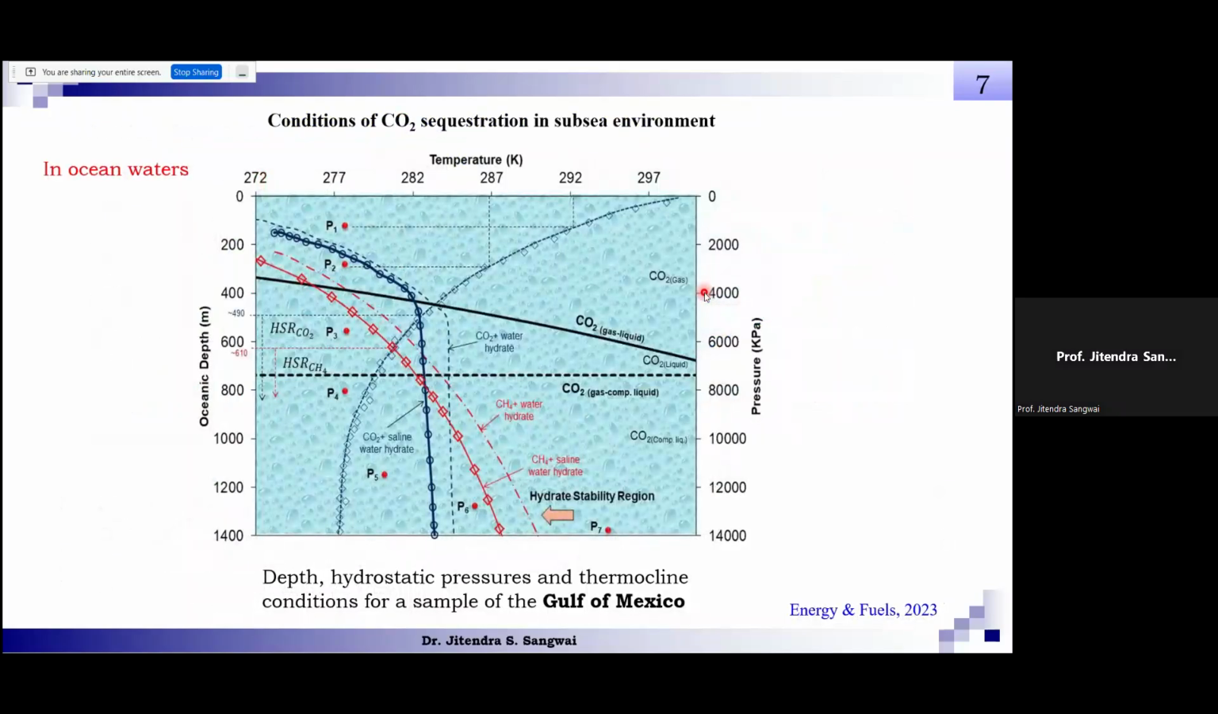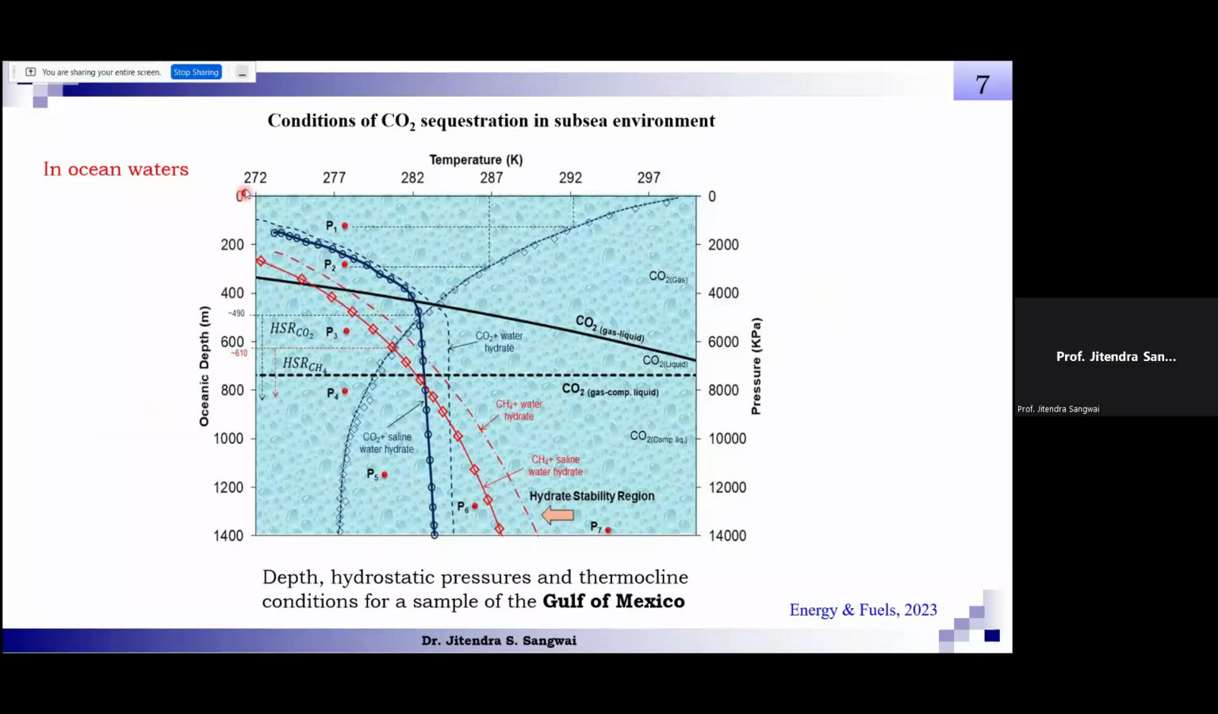If I want to sequester the carbon dioxide that I capture from a power plant, and then inject that into the ocean, of course, I'm not really going to inject it into the ocean water. Remember that. If you think that I'm going to inject that into the ocean, no, I'm not going to do that. But let us understand the science behind it. What will happen if I do that in the ocean at a certain depth?